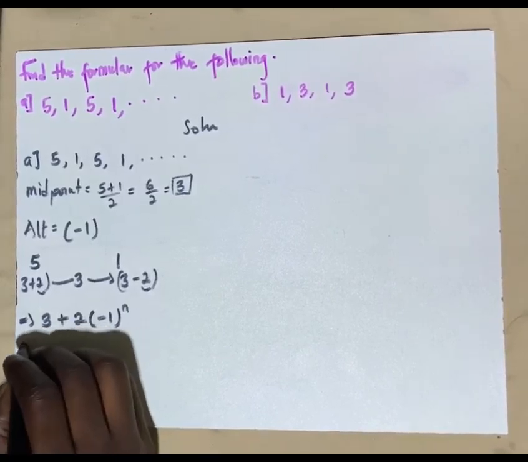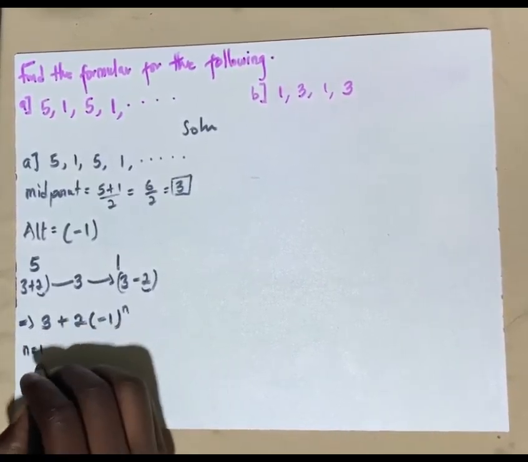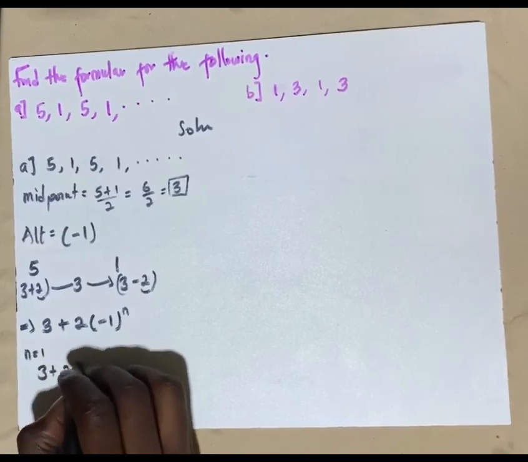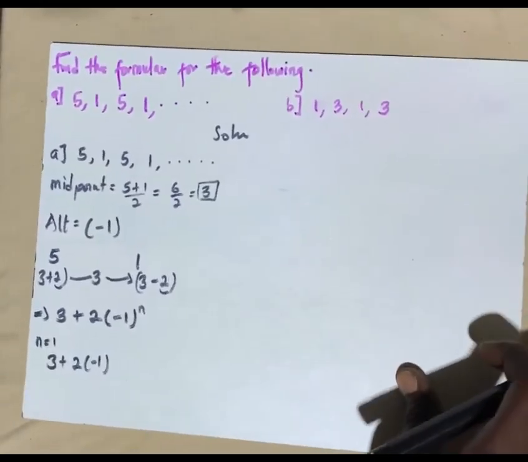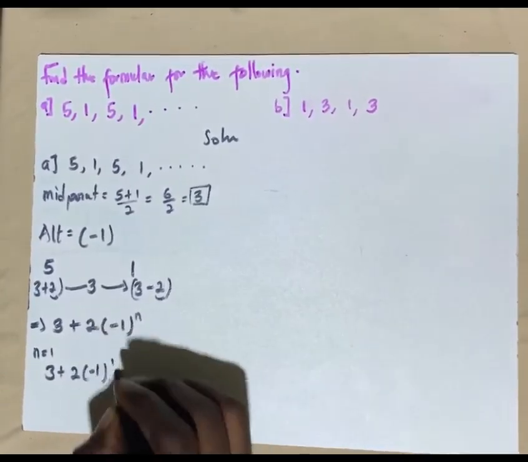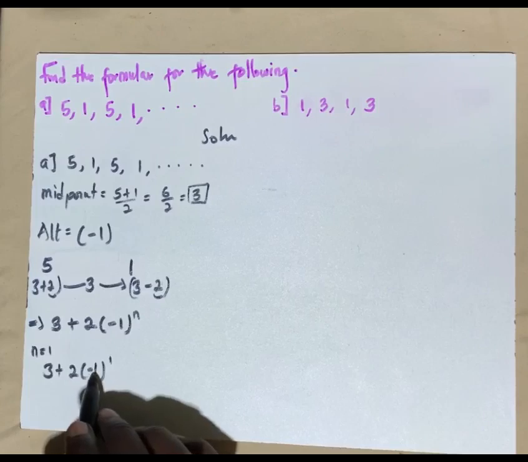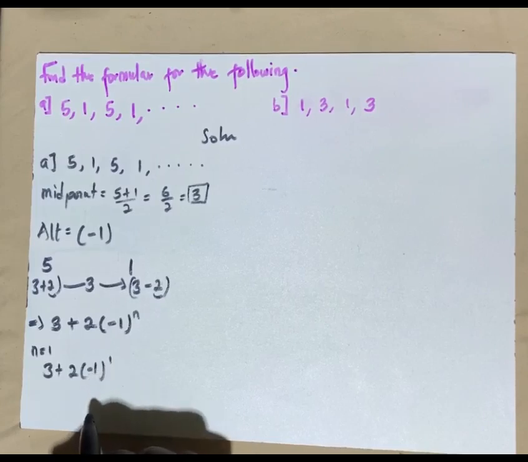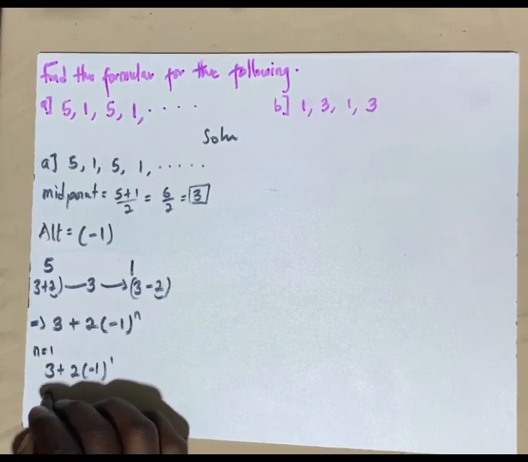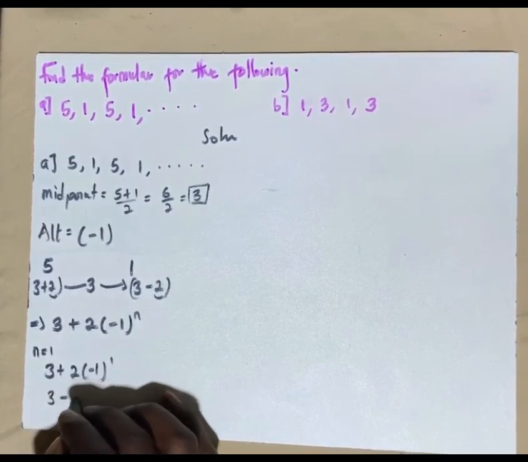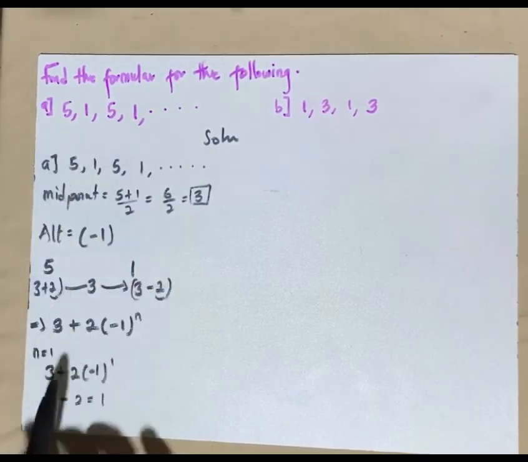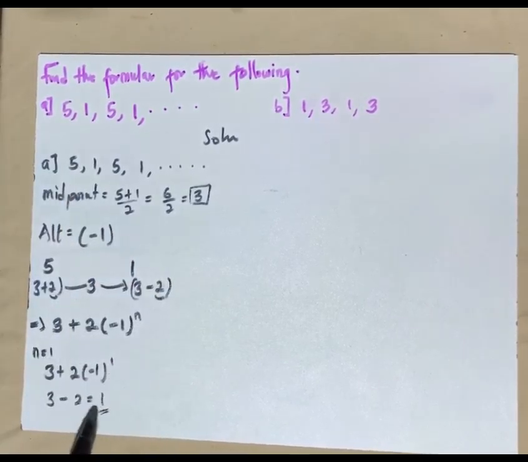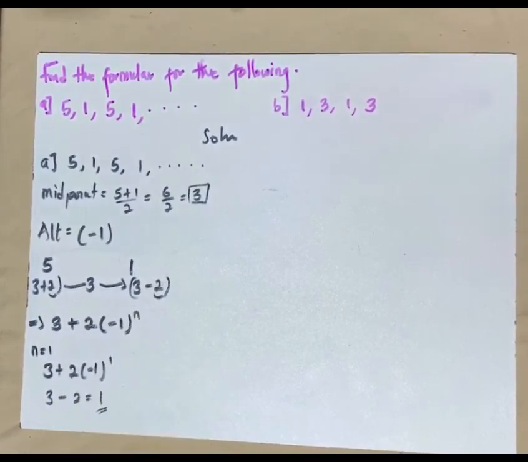Let's solve. When n is equal to 1, you are going to get 3 plus 2 times minus 1 exponent 1. Now you know that any number exponent 1 is the same thing. So automatically we are going to get 3 minus 2, which is going to give us 1. When n is 1, the first term is 5, but here we are getting 1, which means this expression is going to fail. So what do we do?